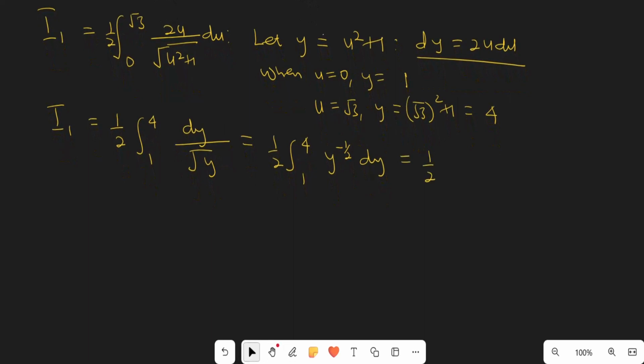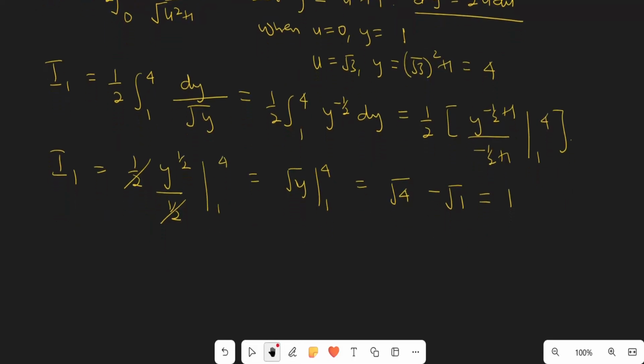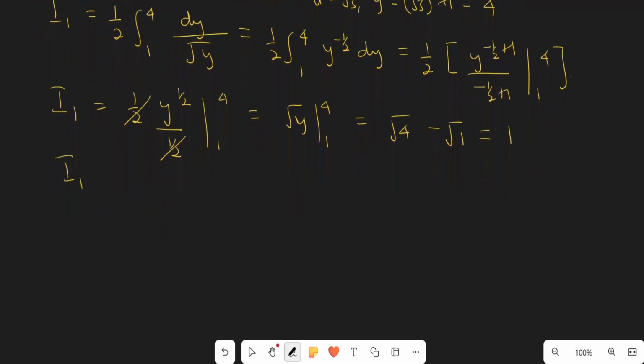This is the 1/2 y, add 1 to the power and divide by the new power from 1 to 4. So I1 is 1/2 y raised to the power half all over half. And this half will cancel this half. Then this is just the square root of y from 1 to 4. And plug in your limits, you have the square root of 4 minus the square root of 1. And that is equal to 2 minus 1, which is 1. So I1 evaluates to 1.